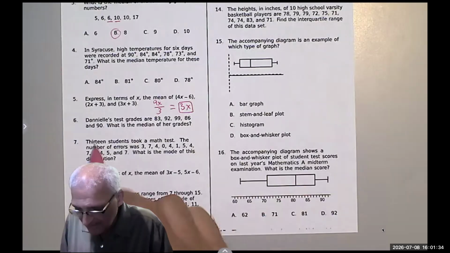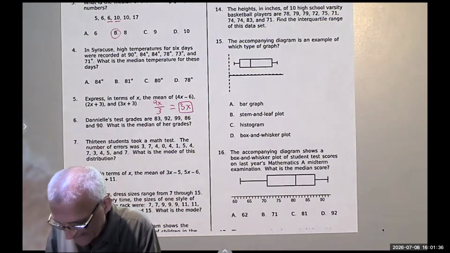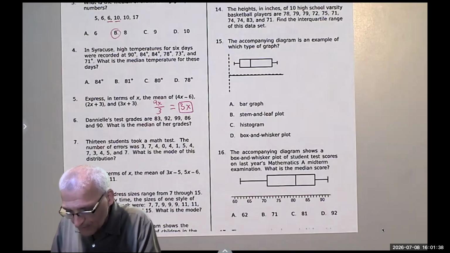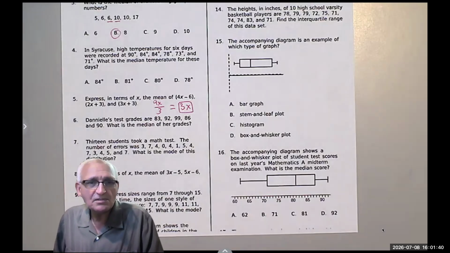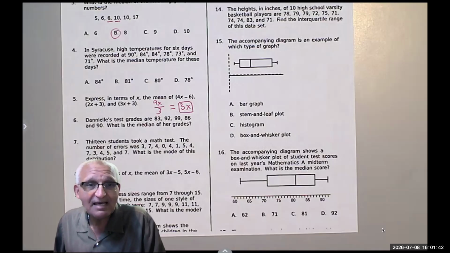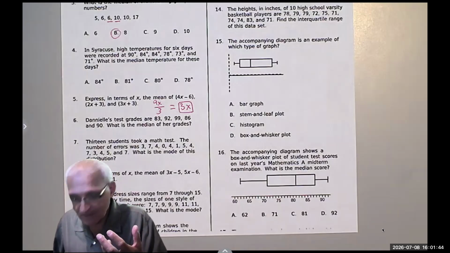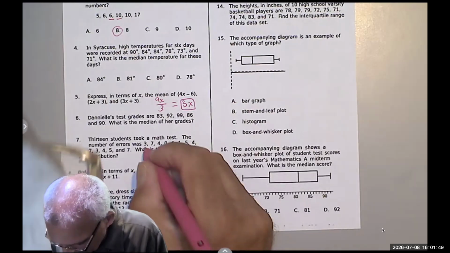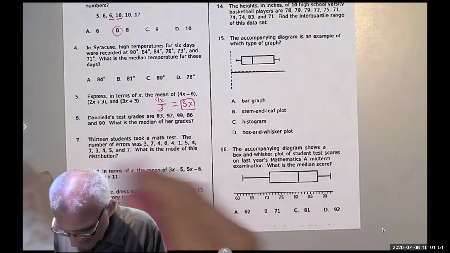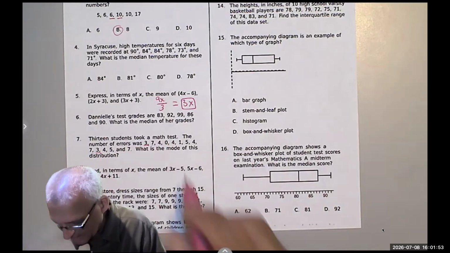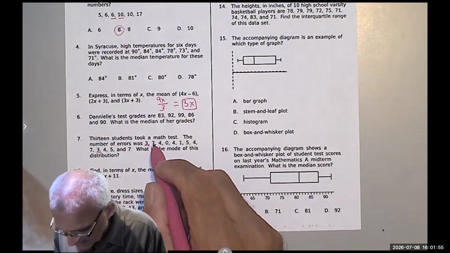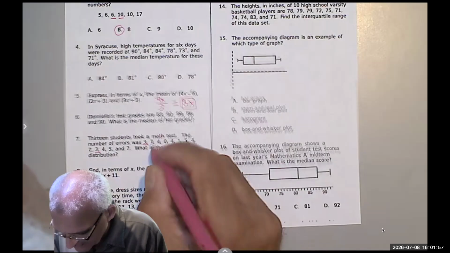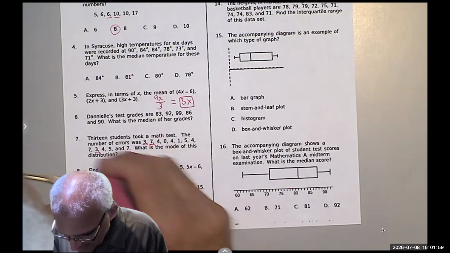Alrighty. Here you have 13 students who took a math test. What is the mode? The mode is the point that appears the most in your data. So, for example, I have a 3 and another 3. It appears twice. How about the 7? A 7, a 7, and a 7. So 7 appears 3 times.